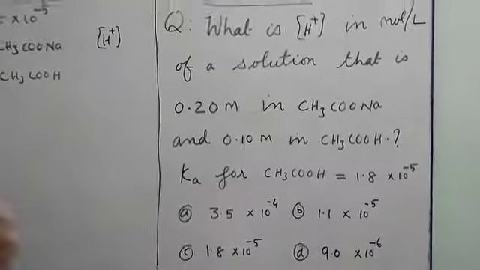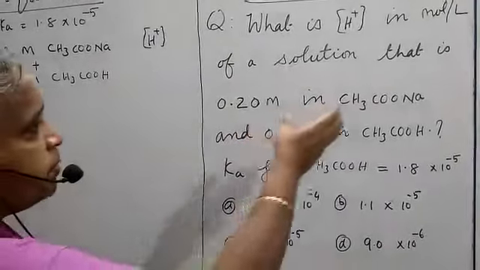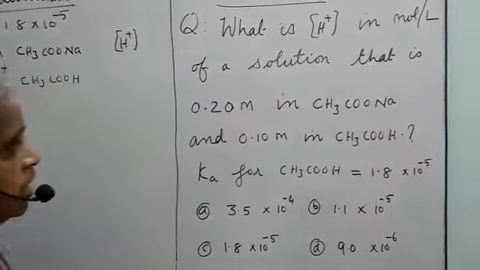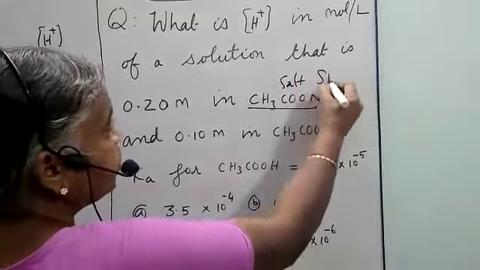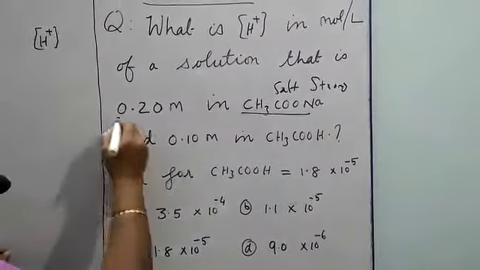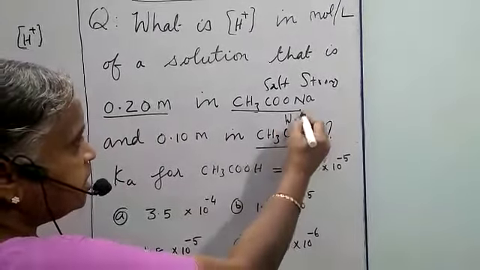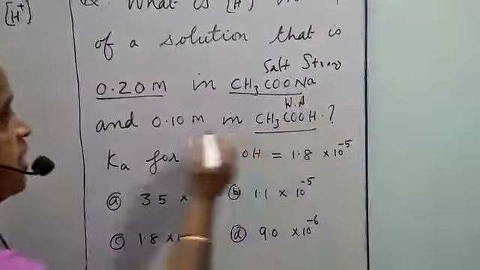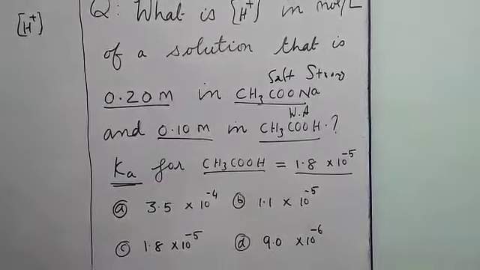First, understand the question. What is given is sodium acetate. It is a salt, and moreover it is strong, so it is a strong electrolyte. Next, you are provided with acetic acid. It is a weak acid, with its molarity available. Next, Ka is available for the weak acid: 1.8 into 10 power minus 5.